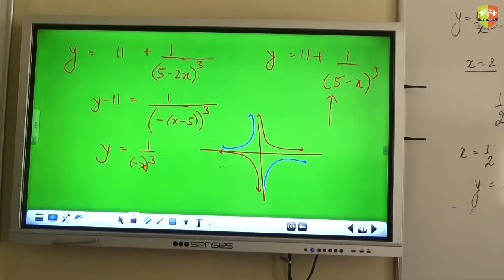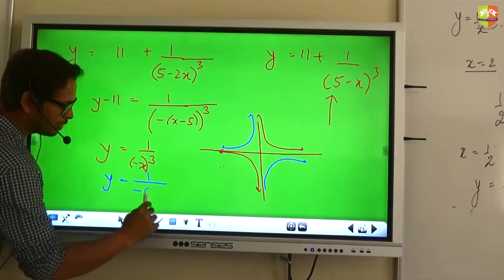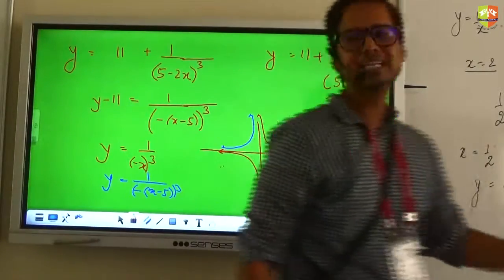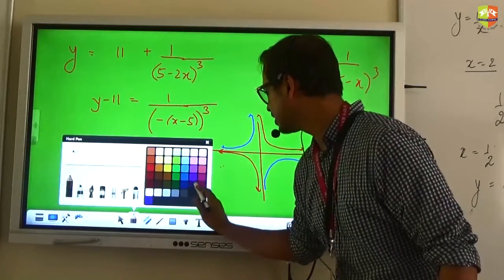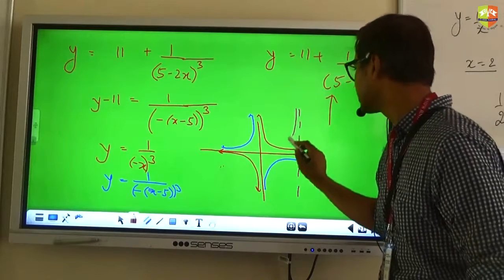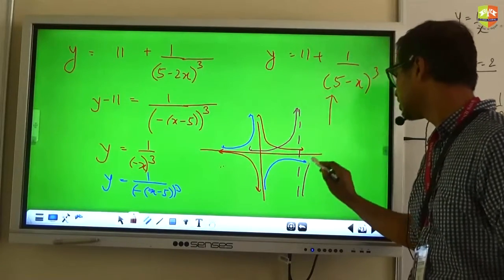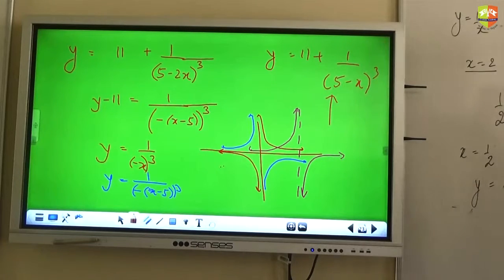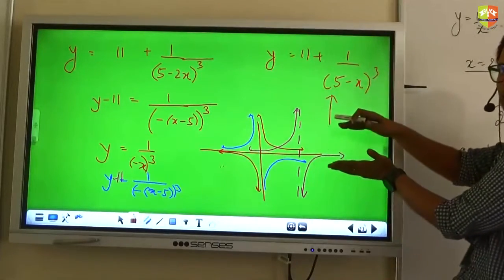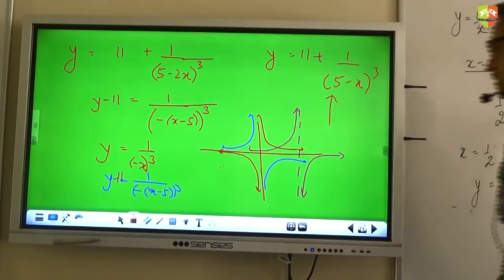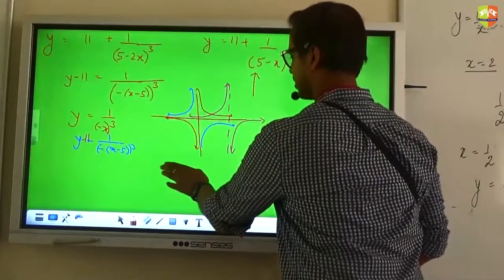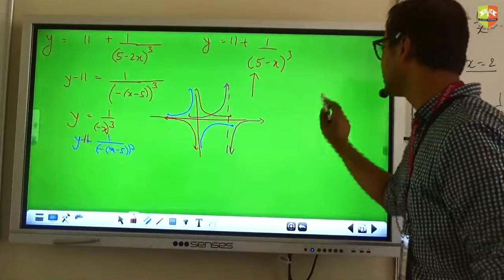Is that fine? Now, next what I'm going to do is, I'm going to change my x with x minus 5. That means I'm shifting this graph 5 units to the right. 5 units to the right. So this will now become like this. Follow the pink graph. Correct? Now change your y with y minus 11. Same graph will go up by 11 units. So, ultimately your graph will appear like this.